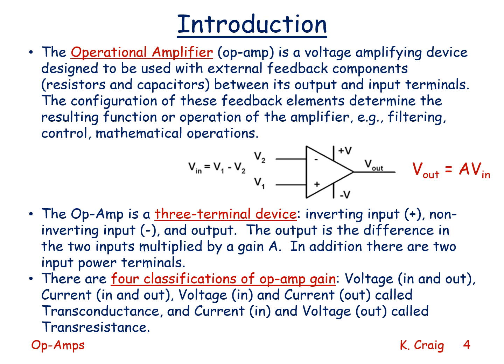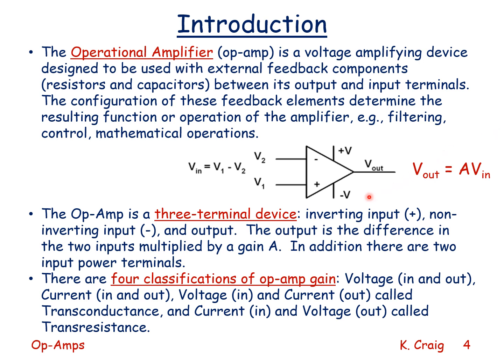Introduction. An operational amplifier, op-amp for short, is a voltage amplifying device designed to be used with external feedback components, resistors and capacitors, between its output and input terminals. The configuration of these feedback elements determine the resulting function or operation of the amplifier. For example, filtering, control, mathematical operations.